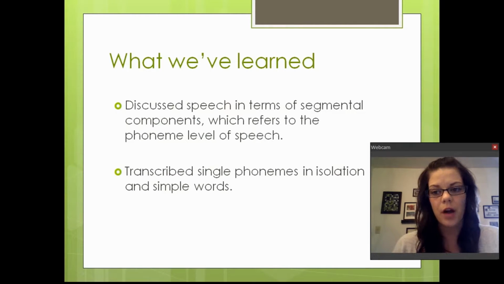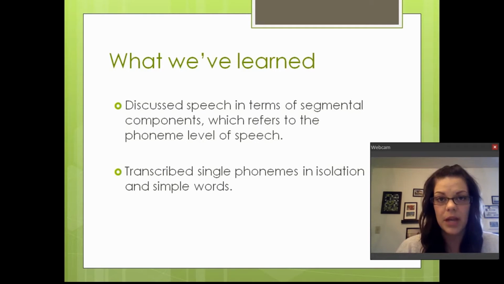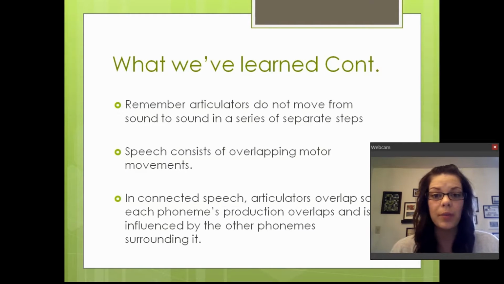What have we learned so far? We've discussed speech in terms of segmental components, which refer to the phoneme level, what I was just saying. We've transcribed single phonemes in isolation by themselves and in single words. We do want to remember, though, that articulators do not move from sound to sound in a series of separate steps. We have speech that consists of lots of overlapping motor movements, and in connected speech especially, our articulators are overlapping, so each phoneme's production overlaps, and it's also influenced by the other phonemes that surround it.